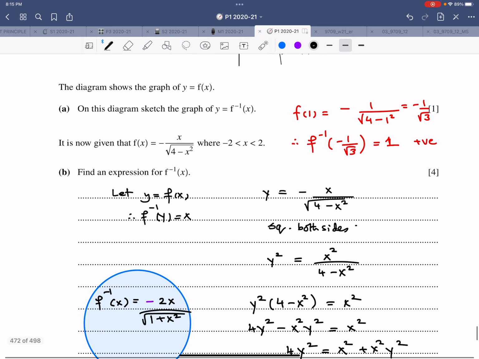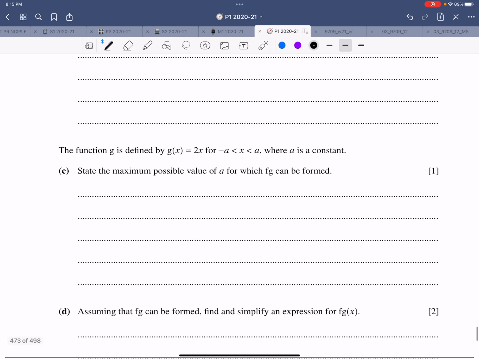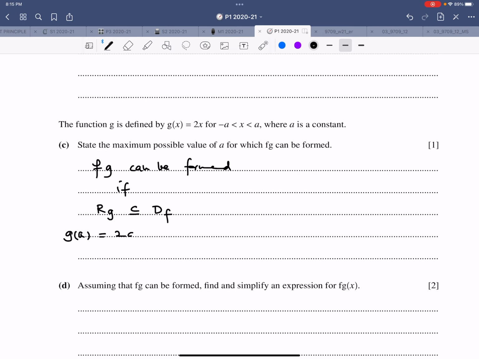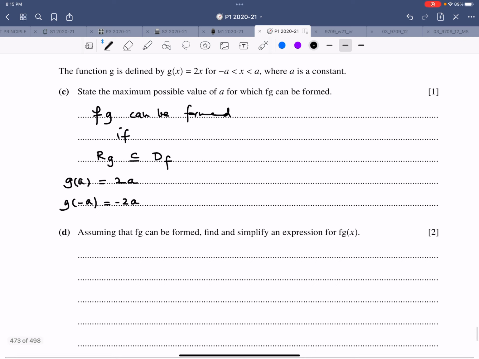Now the last two parts for this: the function g is defined by g(x) is such and such. Show that the maximum possible value of a for which fg can be formed. Fg can be formed, for 1 mark, if and only if the range of g is a subset of the domain of f. What is the range of g? So when you plug in a, g of a will come out to be 2a. G of minus a will come out to be negative 2a. That means the range of g lies between 2a and negative 2a, because it's a straight line, it's a straightforward thing.